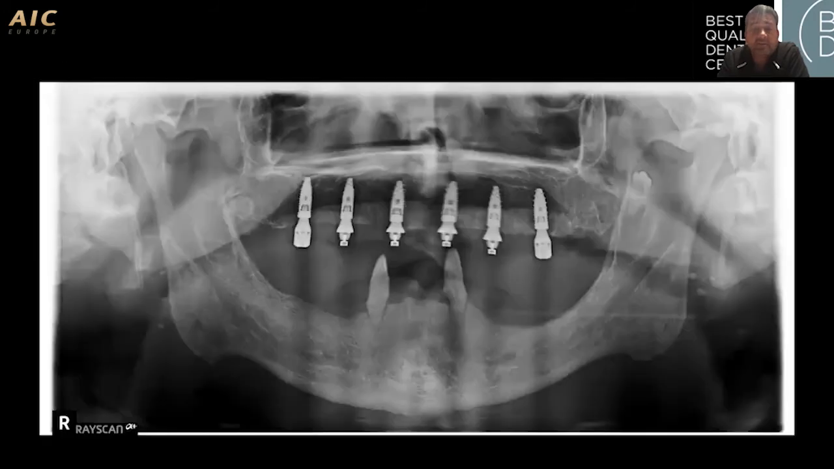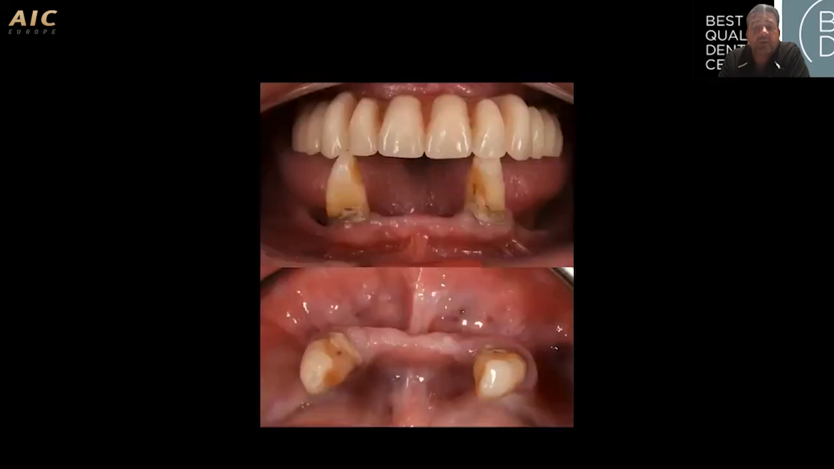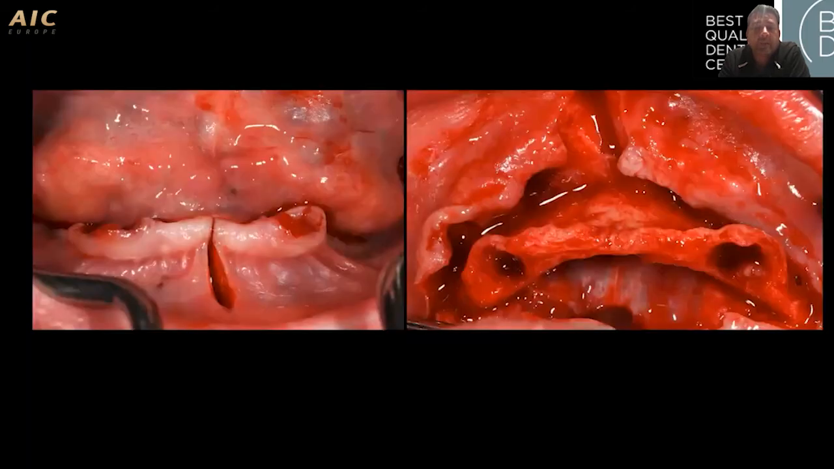So considering this is the panoramic image, you can see the periodontal compromise, and in the intraoral image you can see also the periodontal compromise, and of course the narrow ridge when we are looking in an upper position. After extraction of the teeth and opening the flap, this is the actual situation of the bone. We could intend to do a bone graft only over here, but because of the panoramic image, we know we have to do a regularization.